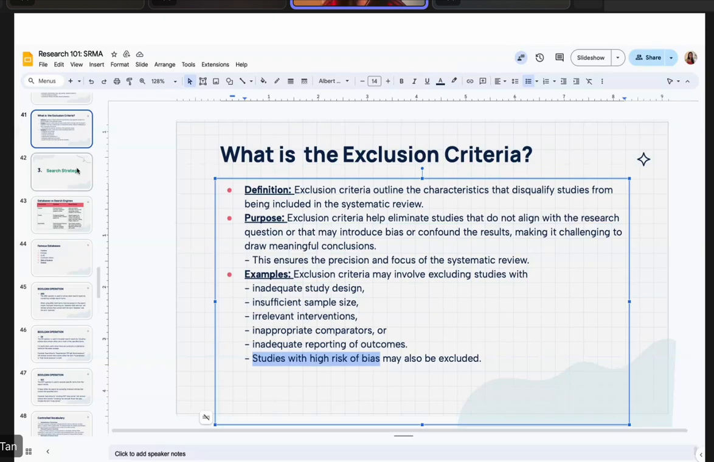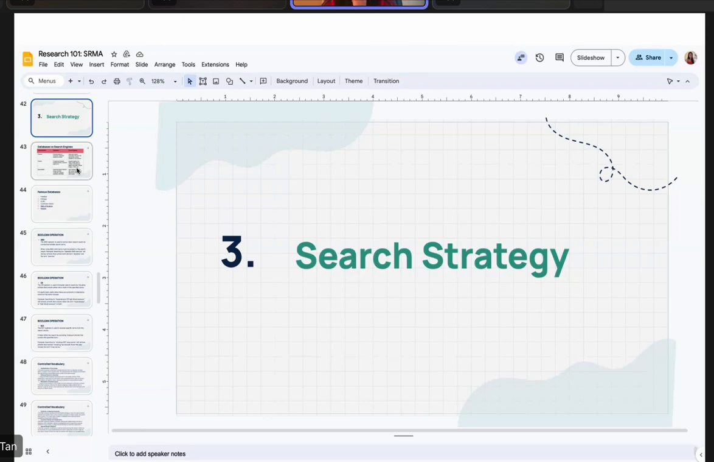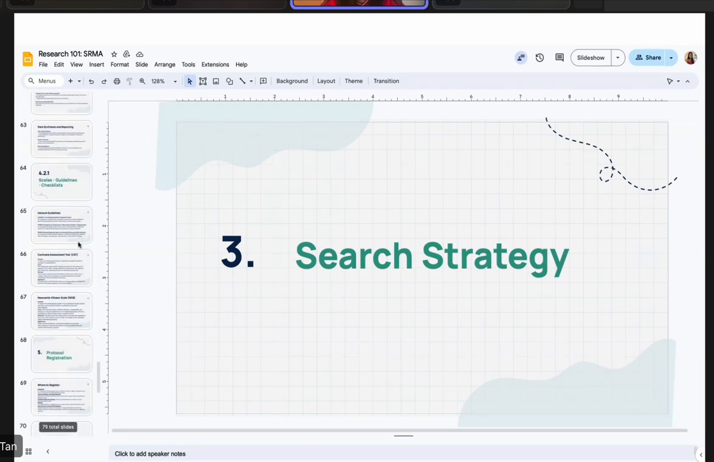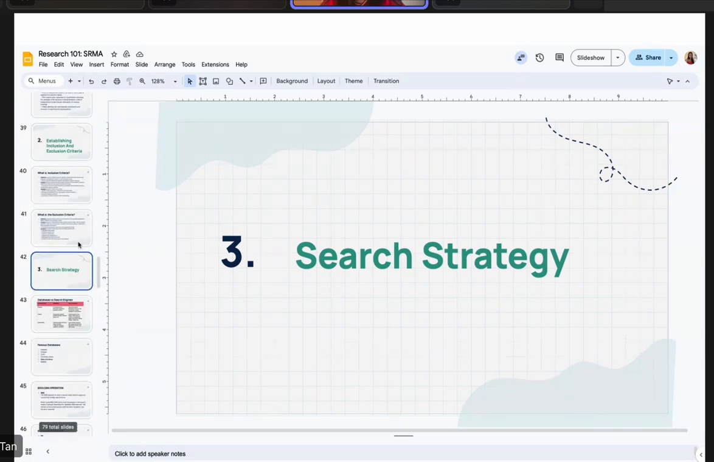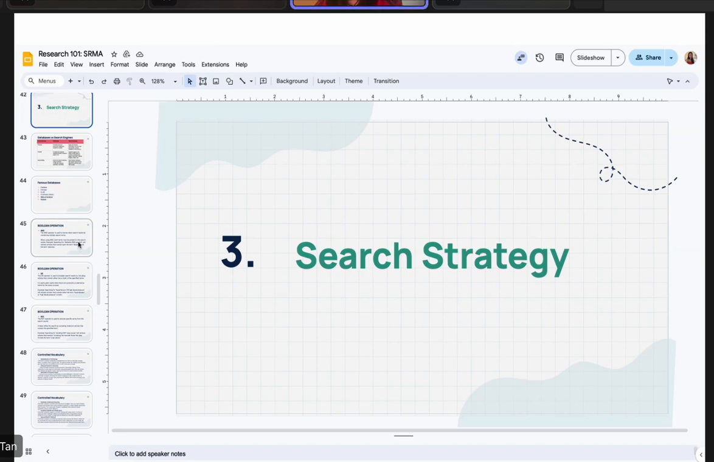Okay, so now we have inclusion and exclusion criteria. Moving on to search strategy. Okay, now the thing is, I am aware that it's already an hour past our time, I think. I think we may need to have another meeting for this part. But if you guys have any questions, please let me know.